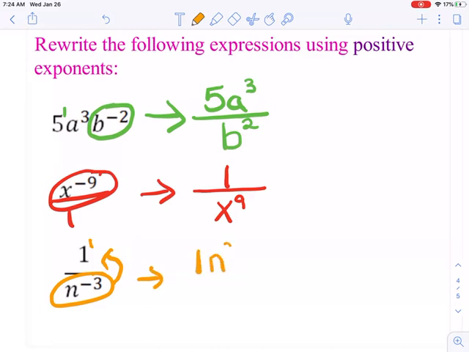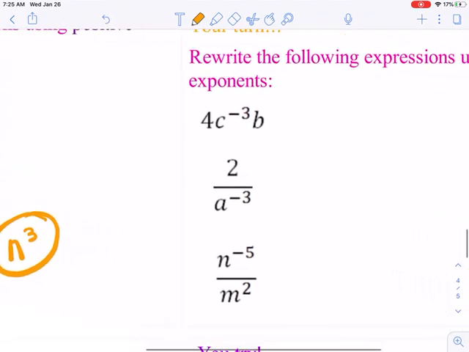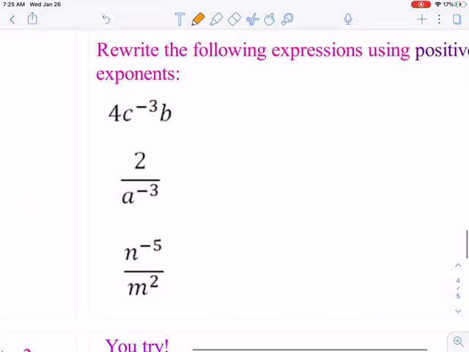So it's n to the third. I'm left with nothing on the denominator. If you want to put a 1 there, you can. But if we think about this, just to clean it up, 1 times n to the third, that's just n to the third. Divided by 1 is just 1. So really our answer is just n to the third. Again, just moving things with negative exponents. So at this point, I'll pause the video and let you try the next 3 here, and then we'll resume and I will go over the answers with you.